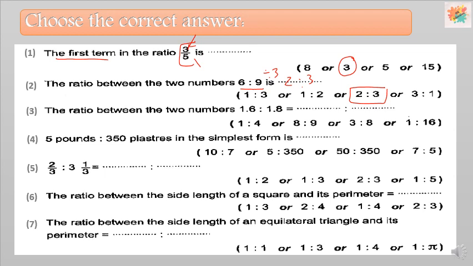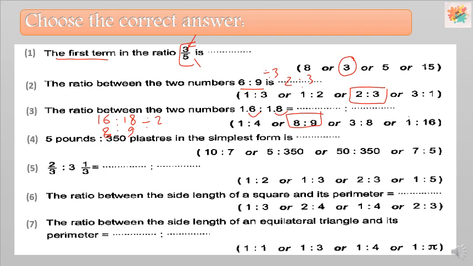The ratio between the two numbers 1.6 and 1.8. What do we do? As we agreed before, first we multiply by 10 here and here to move the decimal point outside. So it will be 16 to 18. After that we start to divide. Maybe we can start by dividing by 2. So 16 divided by 2 equals 8 and 18 divided by 2 equals 9. So the answer here will be 8 to 9.